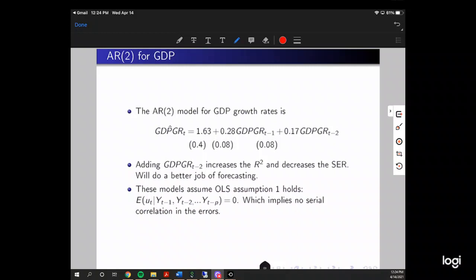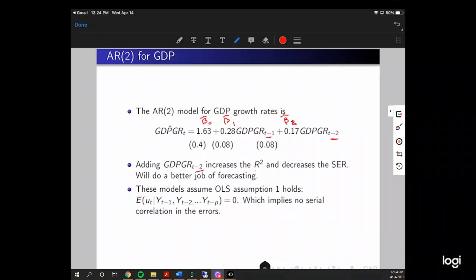So, for example, the AR2 model for GDP growth rates is simply adding GDP growth rate in t minus 1 and GDP growth rate in t minus 2. And this gives us the sample output, our estimates of beta hat 0, beta hat 1, and beta hat 2. Adding GDP growth rate t minus 2 increases the R-squared and decreases the standard error of regression. This will do a better job of forecasting.